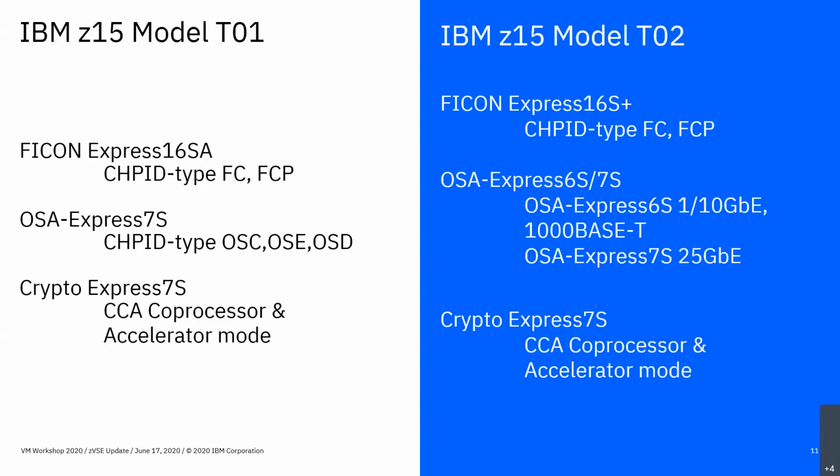The 15 Model T02 comes with FICAN Express 16S Plus instead. It offers OSA Express 6S, 1 and 10 gigabit Ethernet, and 1000 base T. OSA Express 7S provides 25 gigabit Ethernet only. Finally, the Crypto Express adapter that provides the same capabilities like for Model T01.